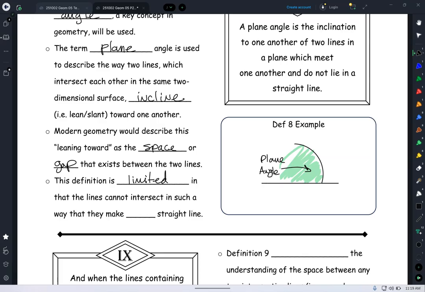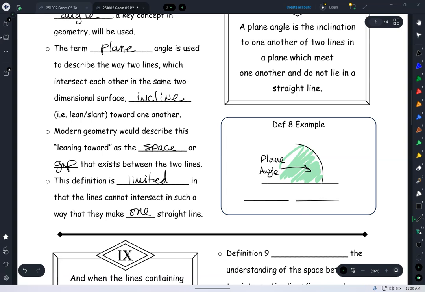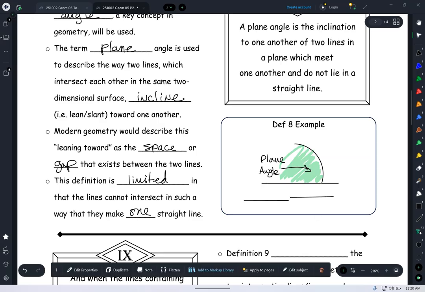Now, lastly, this particular definition is limited in that the lines cannot intersect in such a way that they make one straight line. And essentially, you're not drawing this, I'm just going to show you, but essentially what Euclid is saying here is if I took a straight line like this, and then I took another one like this, a plane angle would not be where I took this line and then joined it together here. That would not be considered a plane angle.